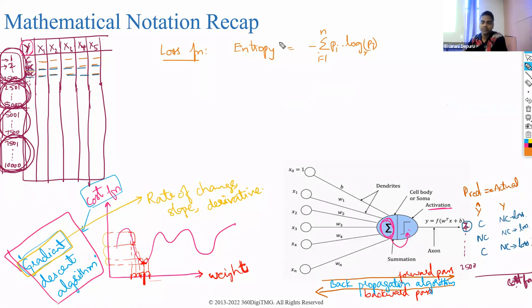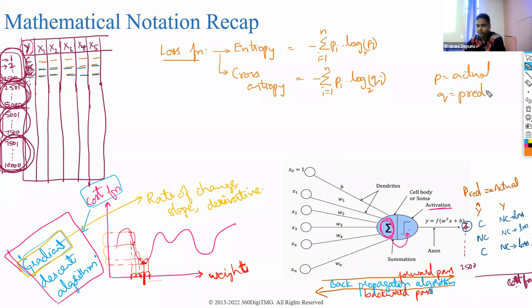Okay, now this is entropy, right? But here we are going to look at something called cross entropy. And within cross entropy, you will have a formula. Why is it called cross entropy? You will understand. It is minus the sum from i equal to 1 until n of pi into log of qi. This pi is called the actual value. This q is called the predicted value.